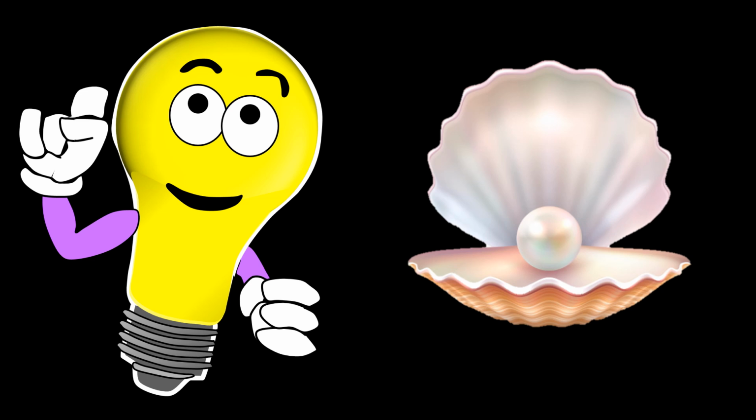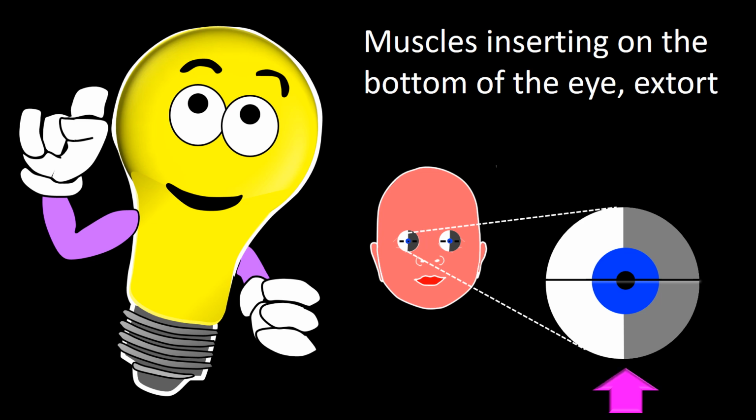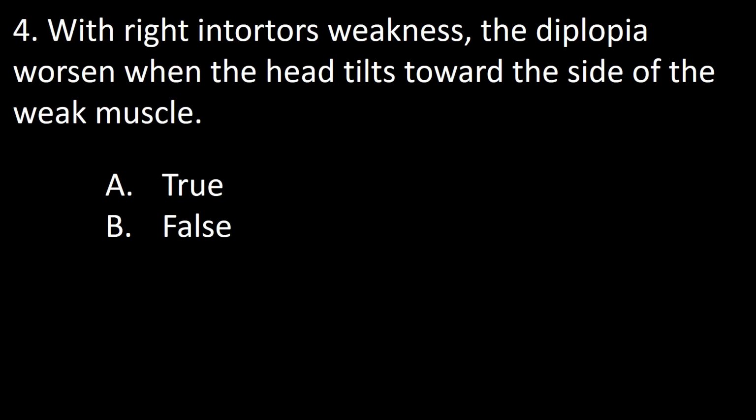The second pearl is that muscles inserting on the top of the eye intort, that is, rotate the upper pole of the eye towards the nose, whereas muscles inserting on the bottom of the eye extort, that is, rotate the upper pole of the eye towards the ipsilateral ear. I will now introduce another question. With right intortor weakness, the diplopia worsens when the head tilts toward the side of the weak muscle.